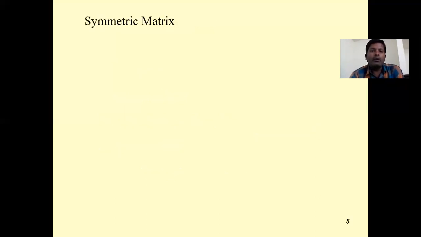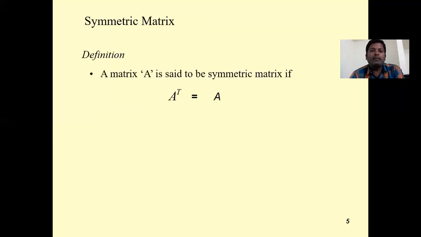Now we go to the symmetric matrix. The definition of a symmetric matrix: a matrix A is said to be symmetric if A transpose is equal to A. Whenever we satisfy this condition, A transpose is equal to A, then we say that A is a symmetric matrix. What are the examples?